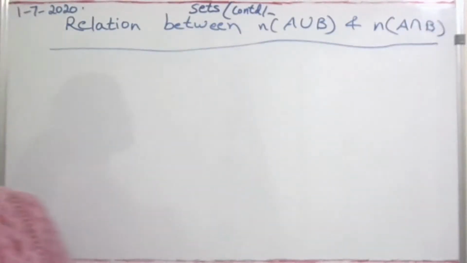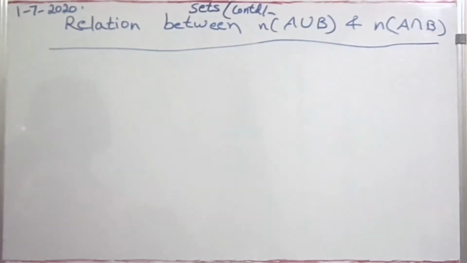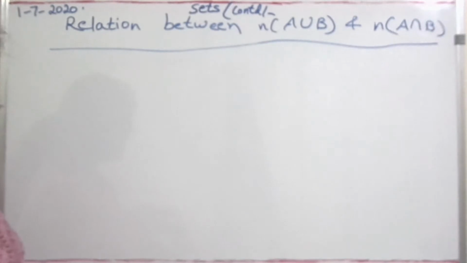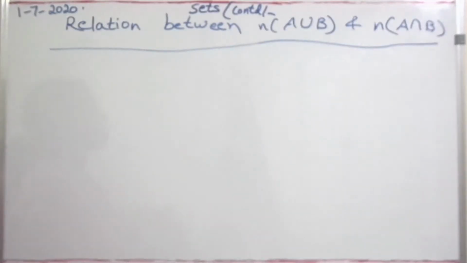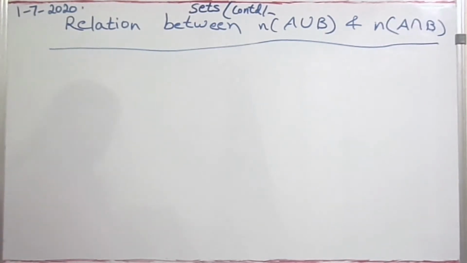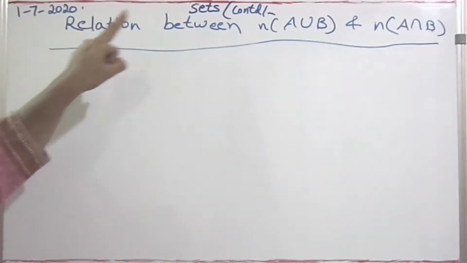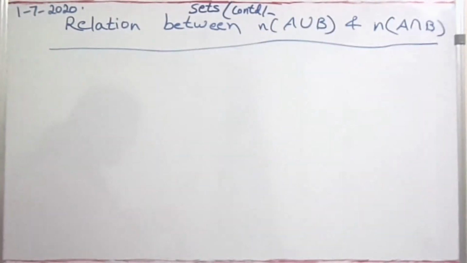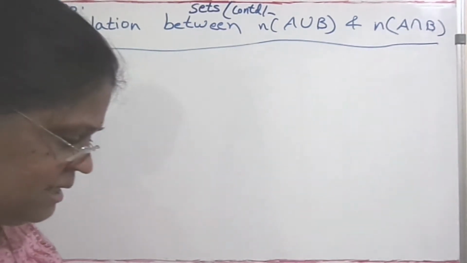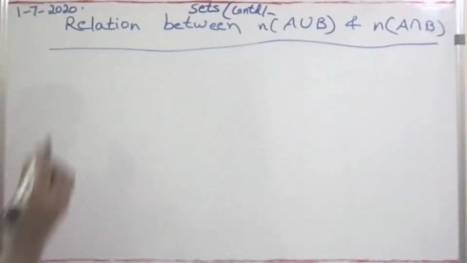Good morning, students. Last time we finished the sums of all the union and intersection type sums, and they are over. Now we continue with the remaining. First we have to do one concept, the relation between the number of elements in A union B and the number of elements in A intersection B. Let us see what the relation is with our example.